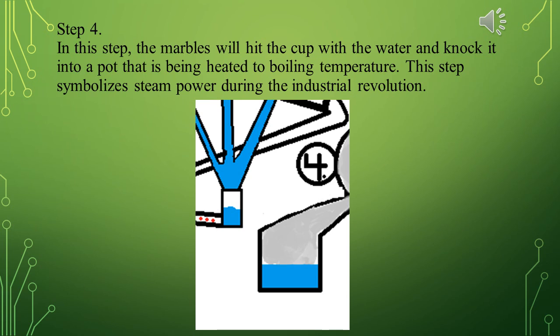Phase 4. In this step, the marbles will hit the cup with the water and knock it into a pot that is being heated to boiling temperature. This step symbolizes steam power during the Industrial Revolution.